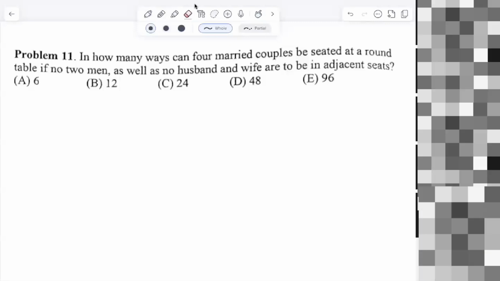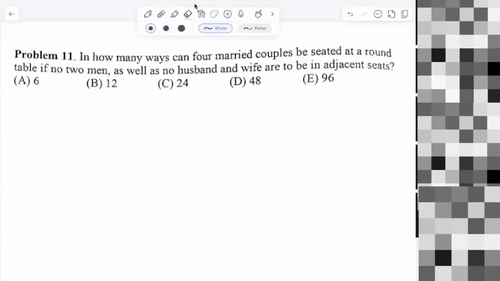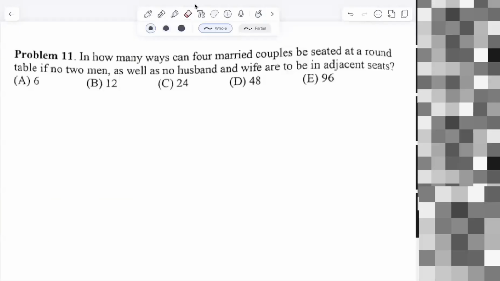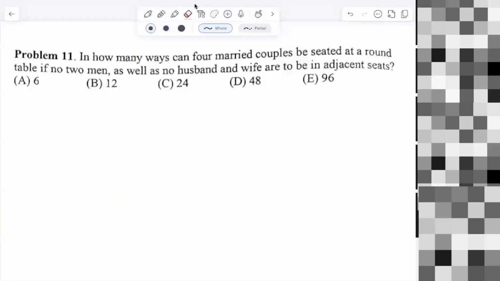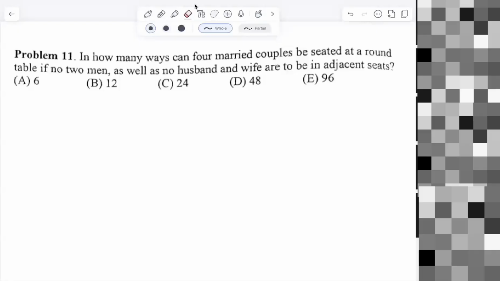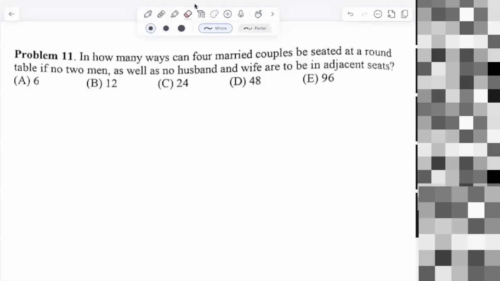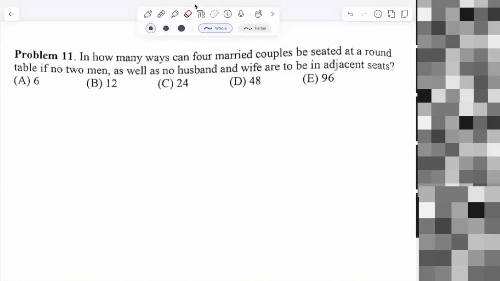But let's get started with this question. So it seems like nobody got it right. So let's get started. How many ways can four married couples be seated at a round table if no two men, as well as no husband and wife, are to be in adjacent seats?